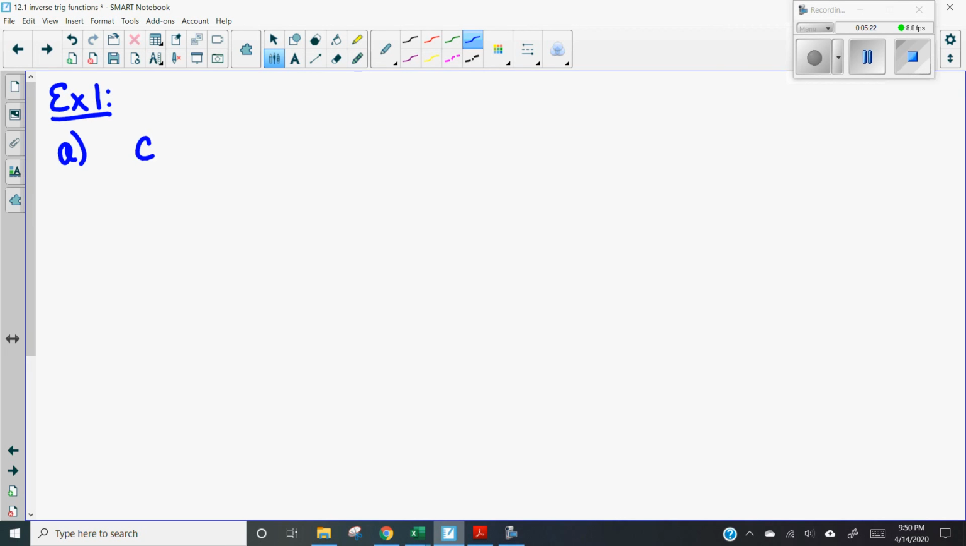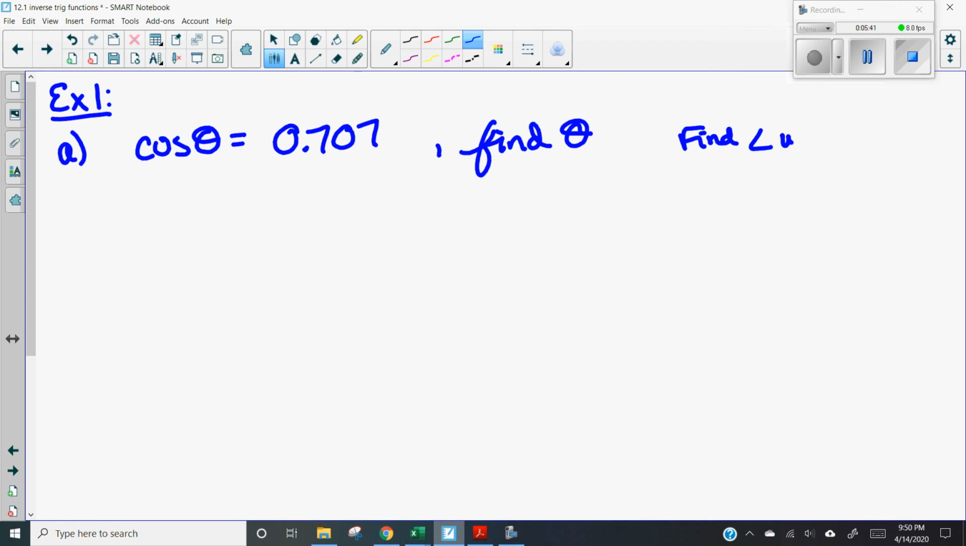We are given that cosine of some angle is equal to 0.707. We're going to find what angle that might be. So we're basically trying to find, let me write this out, the angle whose cosine is adjacent over hypotenuse, so whose adjacent over hypotenuse is equal to 0.707. That's what we're trying to figure out.